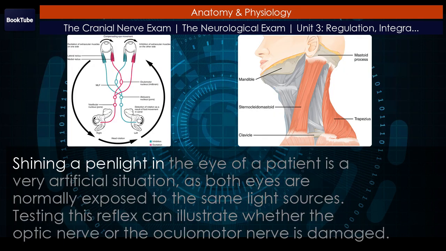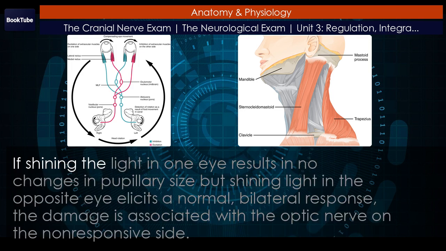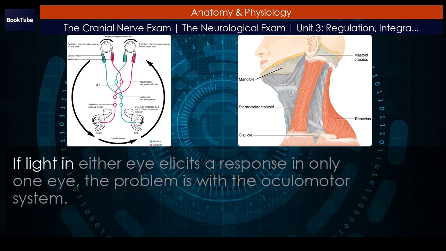Shining a penlight in the eye of a patient is a very artificial situation, as both eyes are normally exposed to the same light sources. Testing this reflex can illustrate whether the optic nerve or the oculomotor nerve is damaged. If shining the light in one eye results in no changes in pupillary size but shining light in the opposite eye elicits a normal bilateral response, the damage is associated with the optic nerve on the non-responsive side. If light in either eye elicits a response in only one eye, the problem is with the oculomotor system.